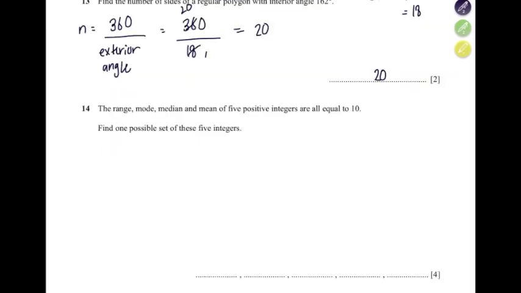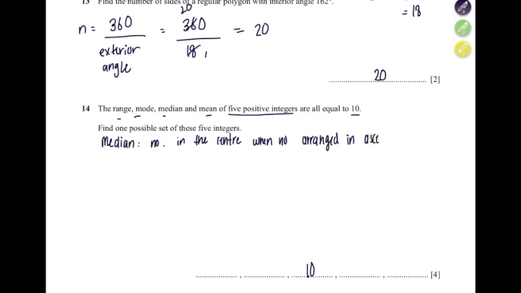Question number 14. The range, the mode, the median, and the mean of all 5 positive integers equals 10. Find one possible set of these 5 integers. So the median is the number in the center when it's arranged in ascending or descending order, so the central number is going to be 10. You don't need to write all of that. This is for our understanding.